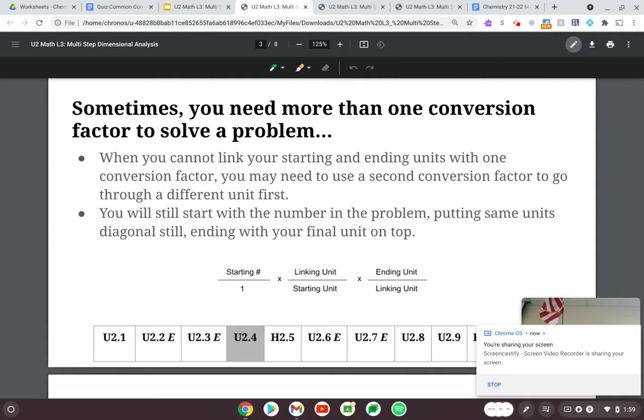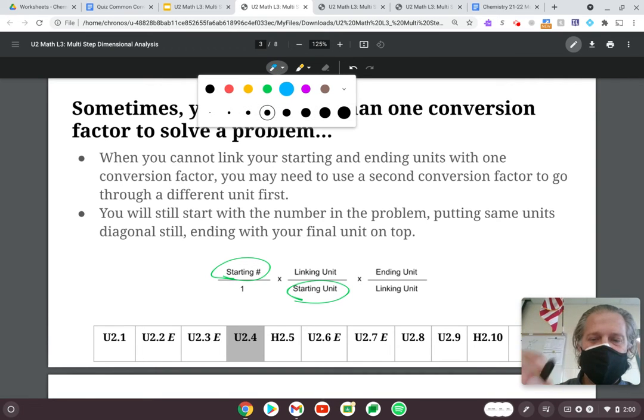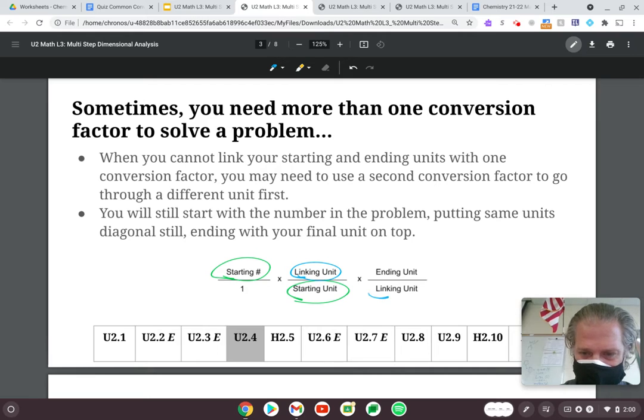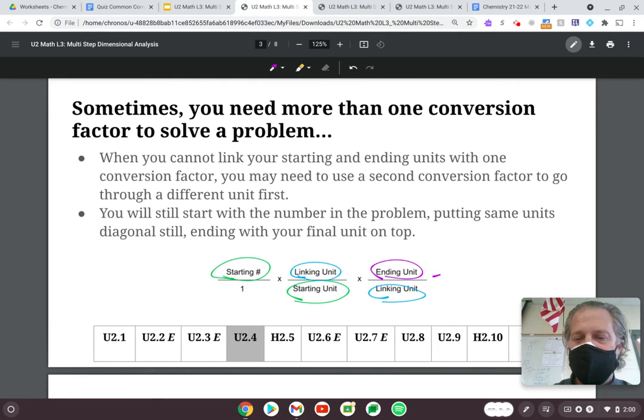So what ends up happening is that when we're given a unit that we're starting with and we're trying to get to a unit that doesn't get us to the answer in one actual step, we have to do more than one step. And so we have our starting units just like we did yesterday, and we need to try to cancel them out. And then we might have something that we call a linking unit that we're going to have to cancel out. And then we're going to end up with an ending unit, which will give us an answer in the ending unit.